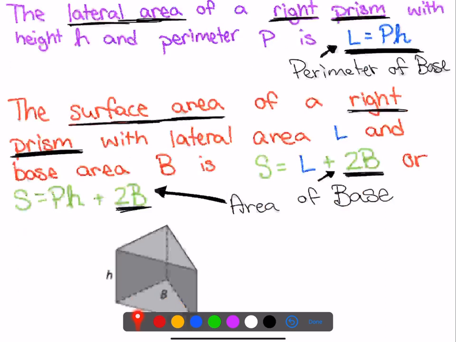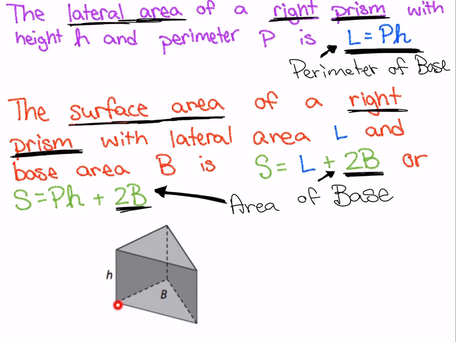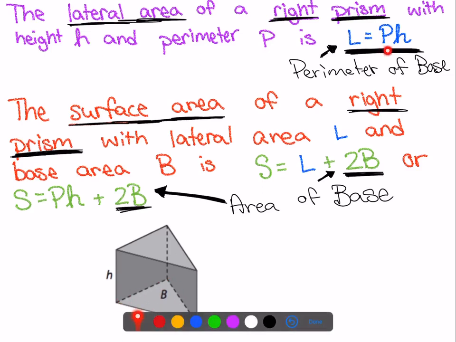As for the surface area, it's just the lateral area and the area of the base. Of course, we have 2 bases here, so that's where the 2B comes in. So just reading through this, the lateral area of a right prism with height h and perimeter p, again the perimeter is the length of the base, we add up all those sides to find the perimeter, is equal to p times h. The surface area of a right prism with lateral area L, so again I'm just using L, substituting it in for this equation. Of course, I can also use just P times H instead of L.